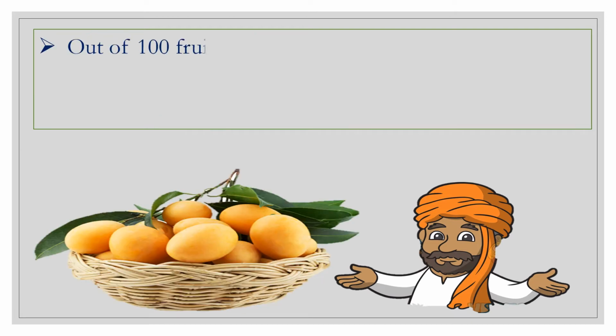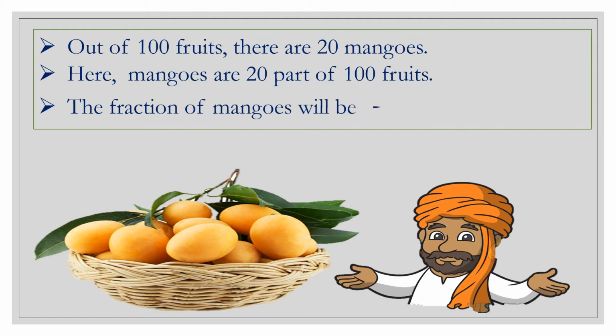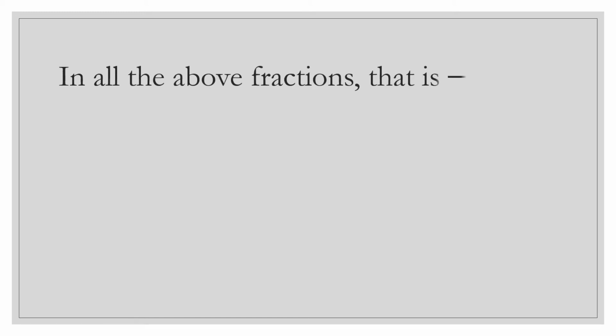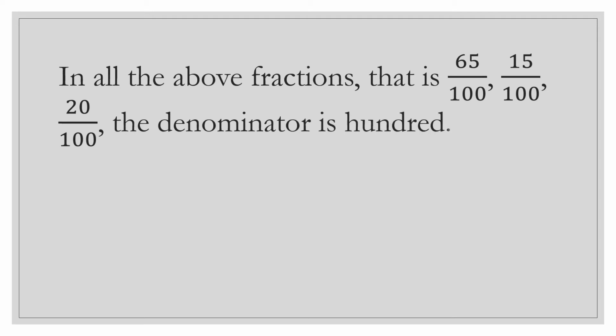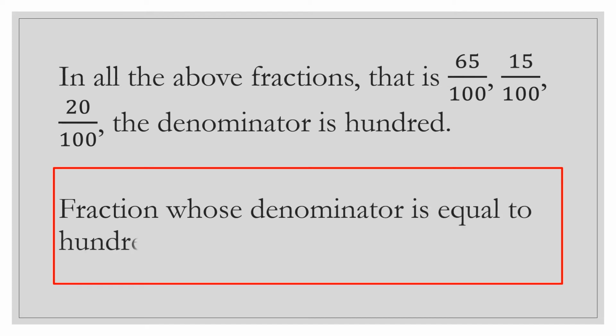Out of 100 fruits, there are 20 mangoes. Here mangoes are 20 part of 100 fruits. So the fraction of mangoes will be 20 upon 100. So what you observe? In all the above fractions, that is 65 upon 100, 15 upon 100 and 20 upon 100, the denominator is 100. So fraction whose denominator is equal to 100 is called percentage.